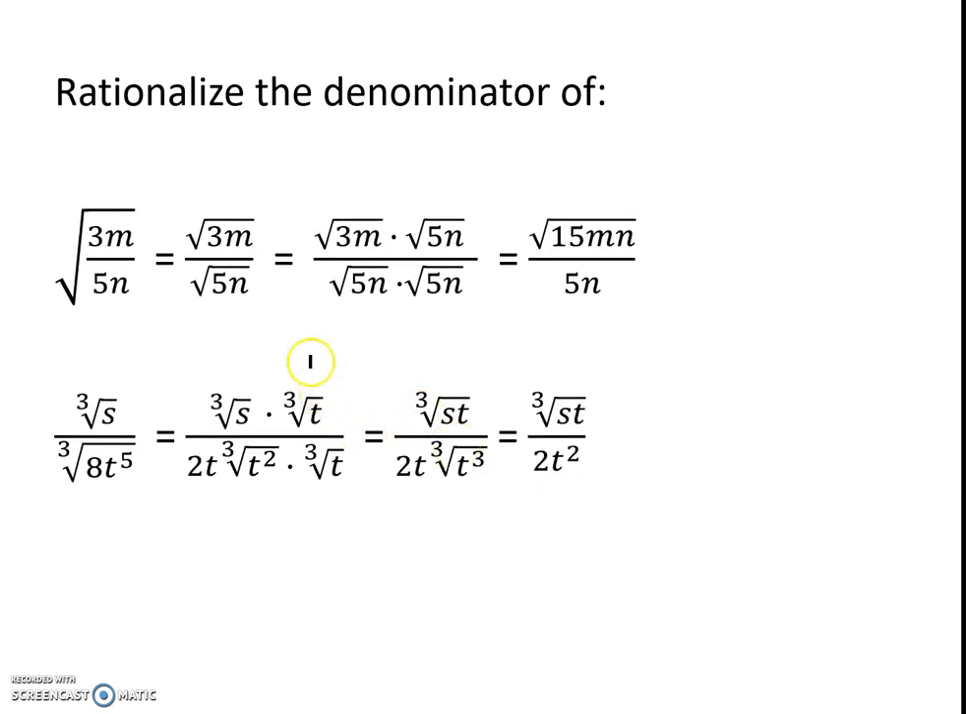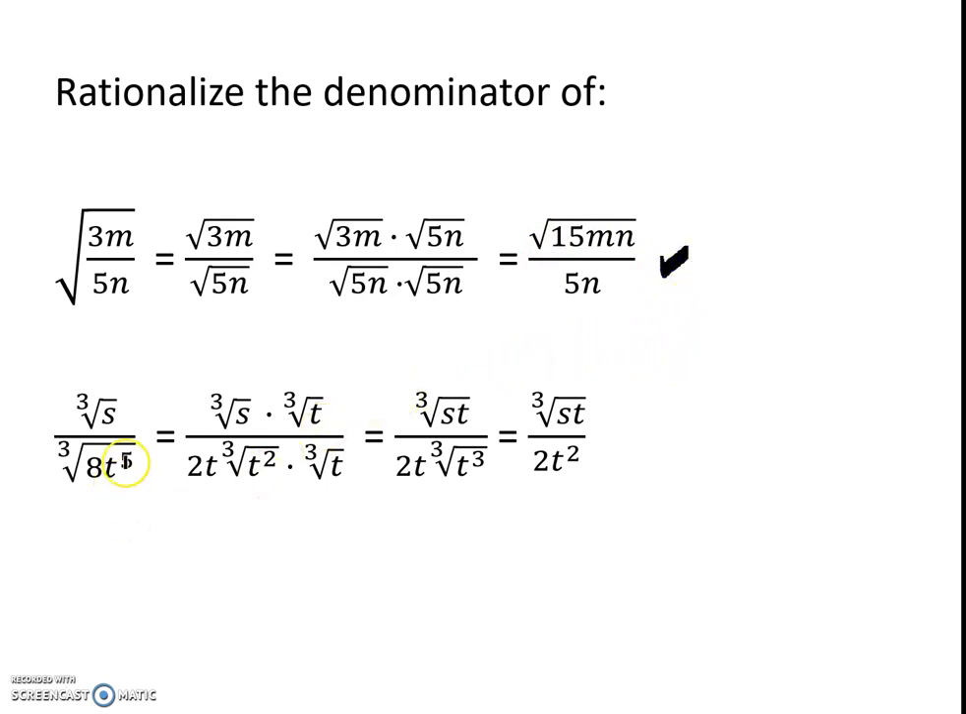Our next problem is to rationalize the denominator of the square root of 3m over 5n. We can write that as the square root of 3m over the square root of 5n. Once again, we take it times itself, and the radical goes away, and we're left with 5n in the denominator. And we have to also do that to the numerator, and we're left with 3 times 5, which is 15, and m times n. So we're left with the square root of 15mn divided by 5n.